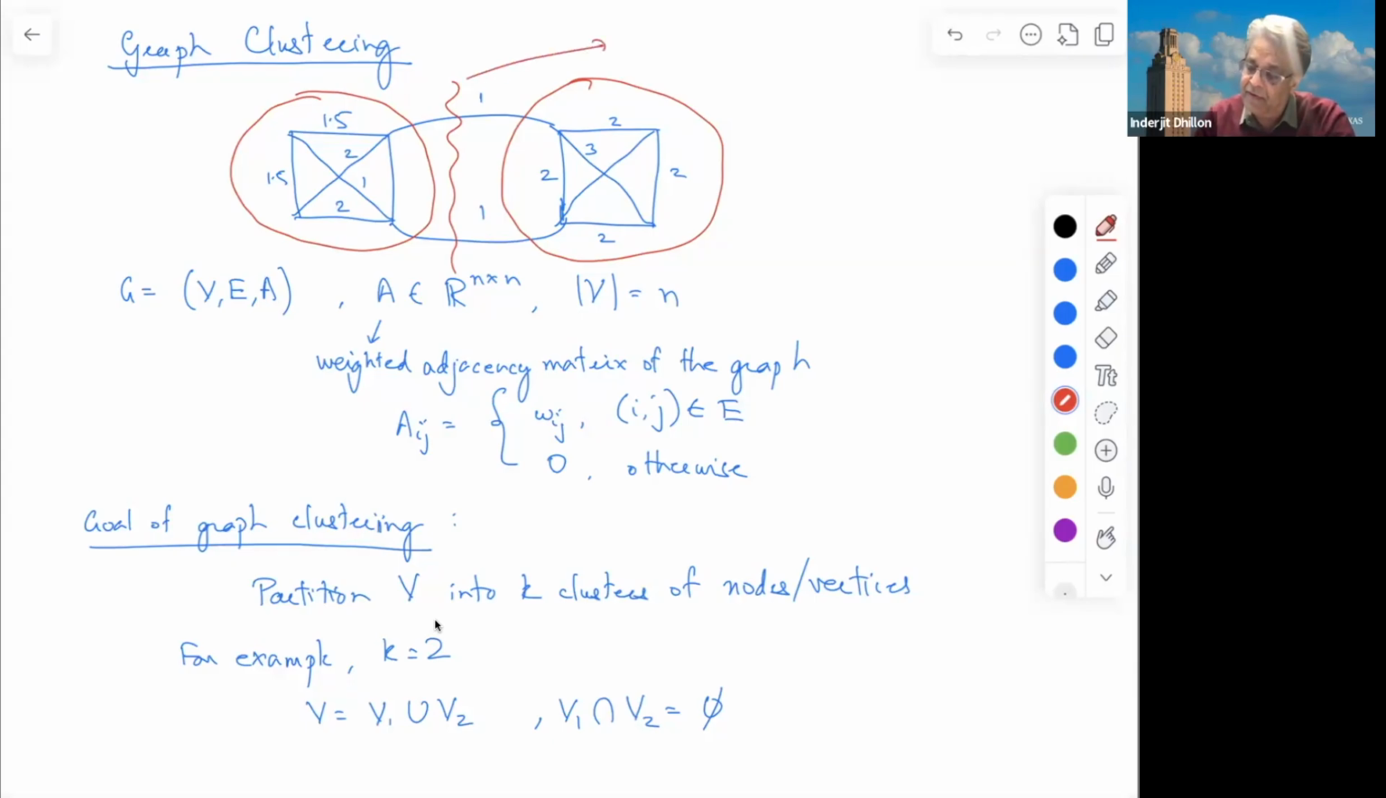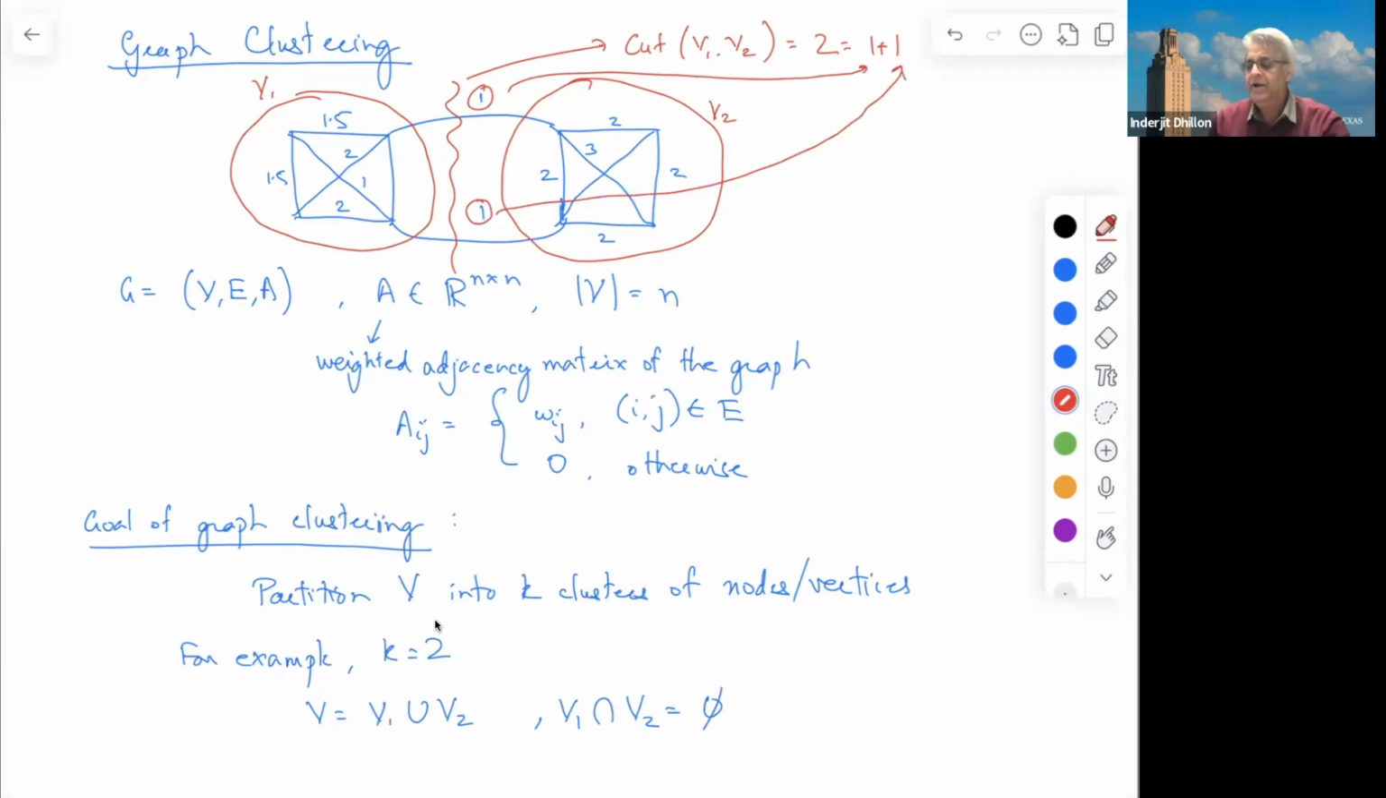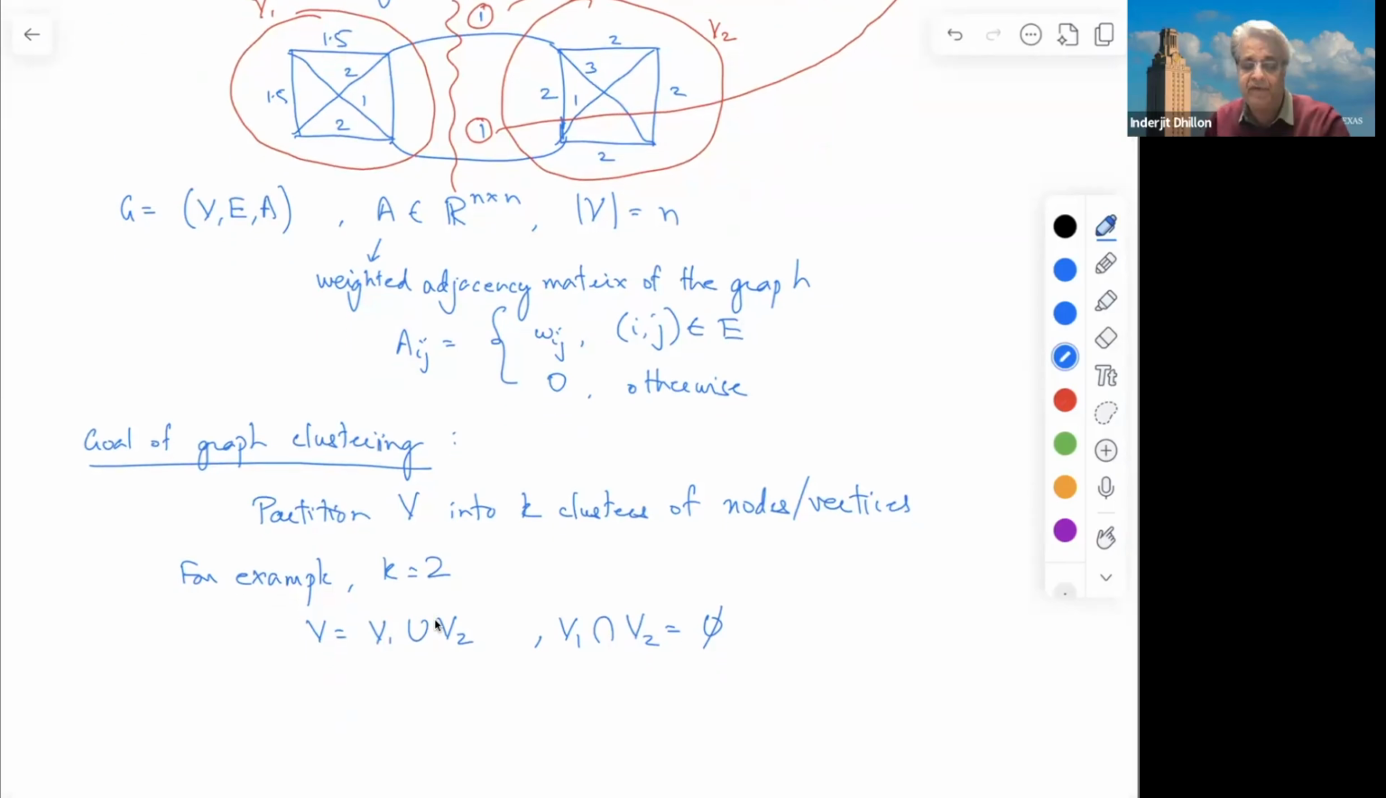So there is the cut of V1, V2, where this is V1 and V2 consists of these 4 vertices on the right. The cut in this case is 2, which is 1 plus 1, this one over here and this one over here. If I try to cut the graph somewhere else, the cut is going to have much higher weight. In this case it would be 2, 3, and suppose I had 1 over here, then the cut would be at least 7 or 8. So that's not a good cut. What we want to do is minimize the cut.